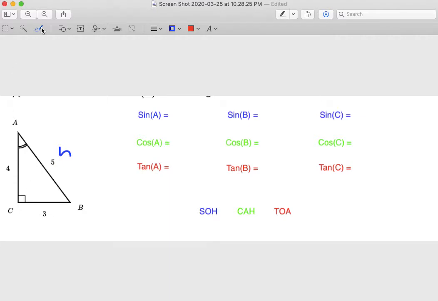So in this assignment, you're going to be asked to identify. If I say the sine of angle A, well, angle A is right here at the vertex A. And sine is always the opposite divided by the hypotenuse. So the opposite side length of A is right across, so it's 3, and the hypotenuse is always going to be 5. So the sine of A is going to equal 3 divided by 5.